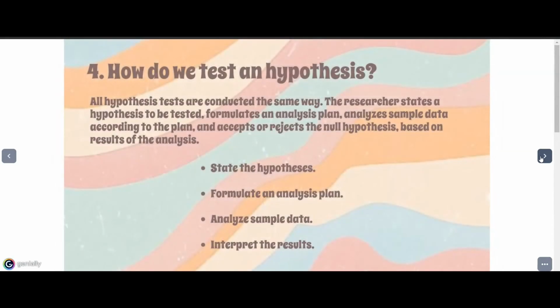Number 4. How do we test a hypothesis? All hypothesis tests are conducted the same way. The researcher states a hypothesis to be tested, formulates an analysis plan, analyzes sample data according to the plan, and accepts or rejects the null hypothesis based on the results of the analysis. State the hypothesis, formulate an analysis plan, analyze sample data, and interpret the results.